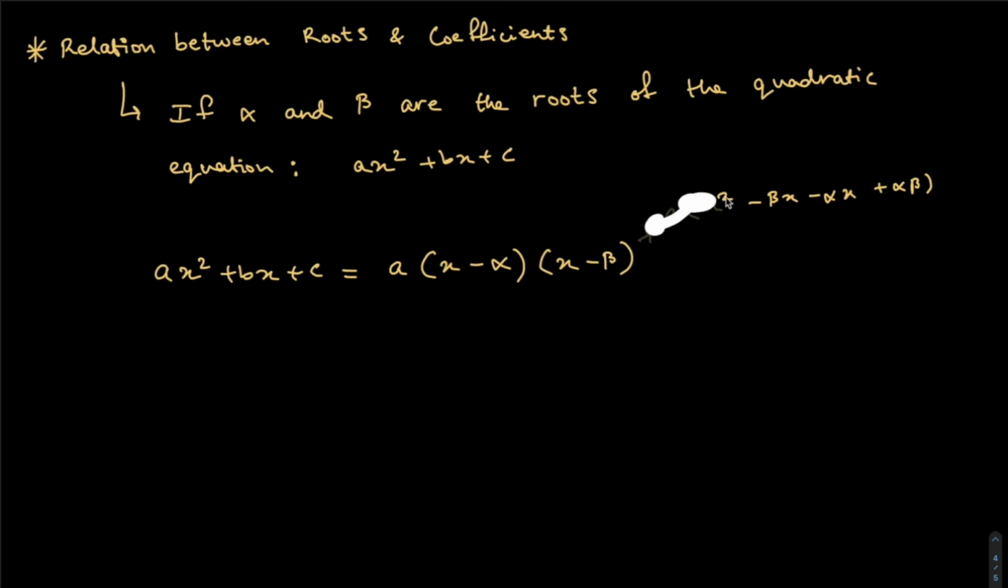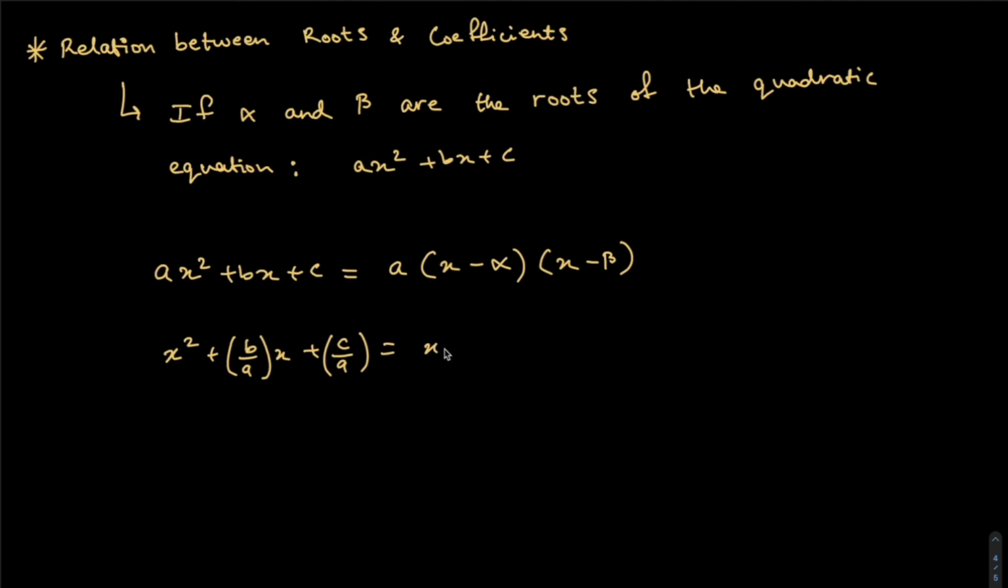Okay, so let's get back to the original derivation. So we have something like this right here. Now I'm going to divide this side by a and this side by a. When I do that, I have x squared plus b by a into x plus c by a is equal to x squared minus beta x minus alpha x plus alpha beta. So I divided this side by a and I opened the parentheses. I've done two things here.